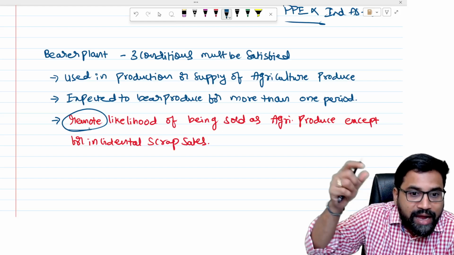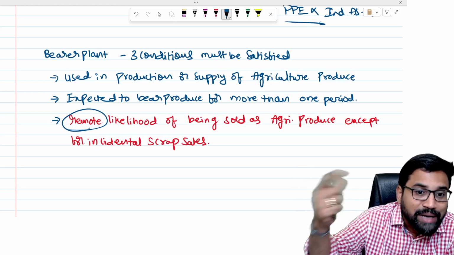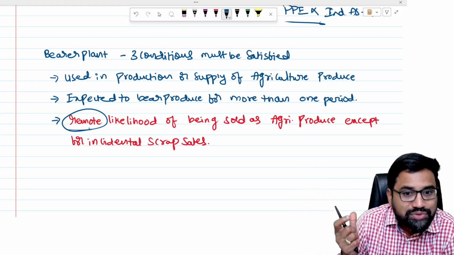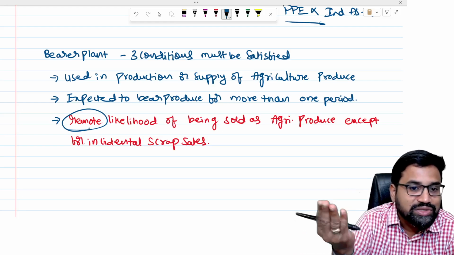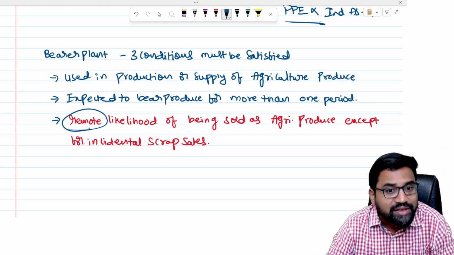So we grow a mango tree, or a coconut tree, or maybe tea plants, for what? For their produce, not for cutting down and selling them as produce. Of course, there are certain plants which are grown exclusively for their wood.